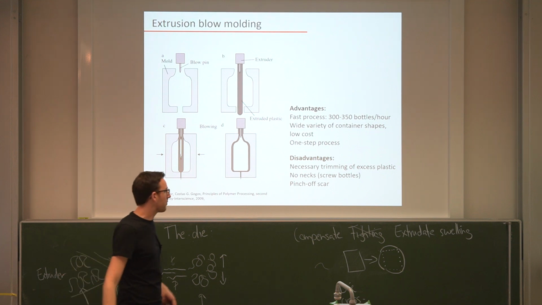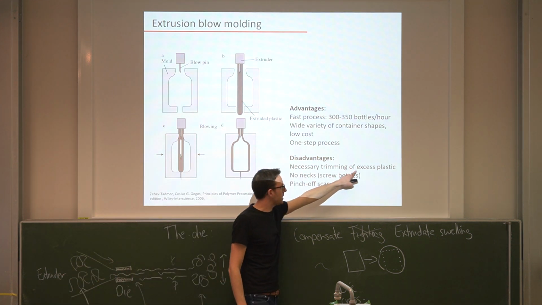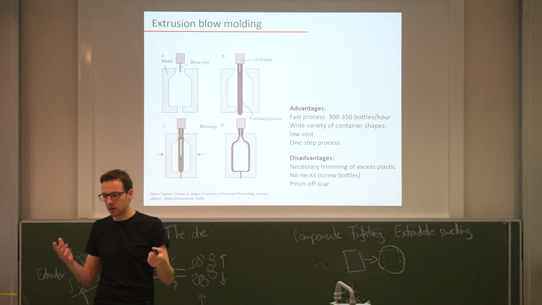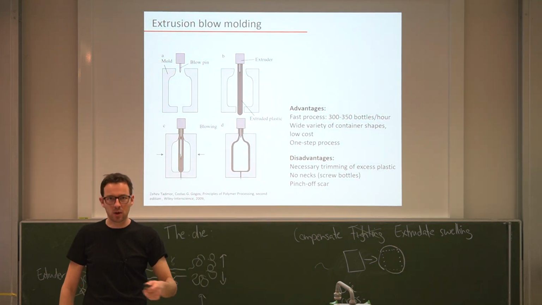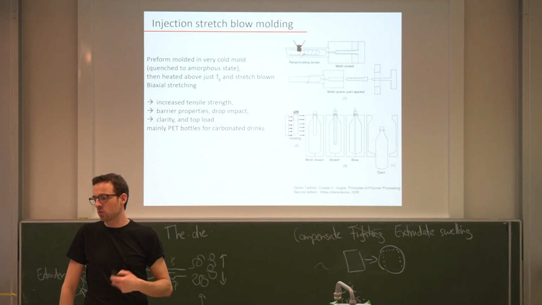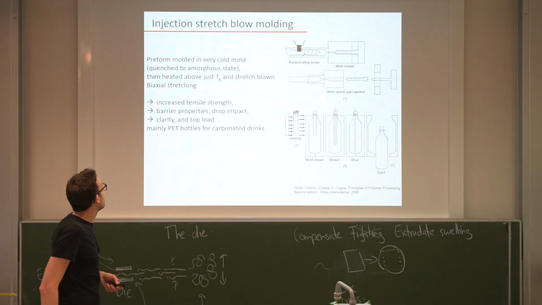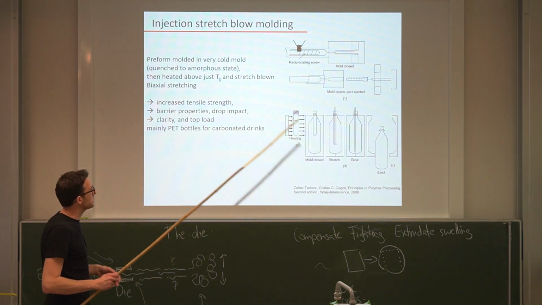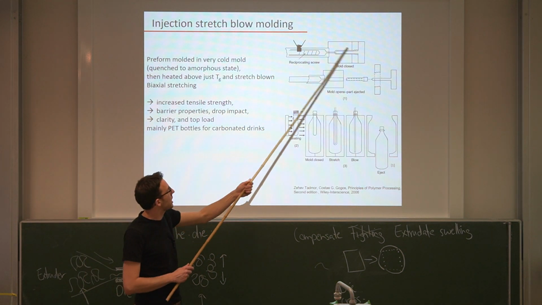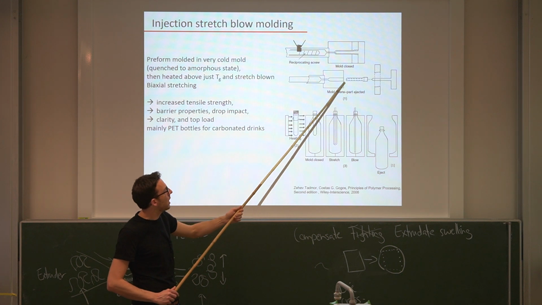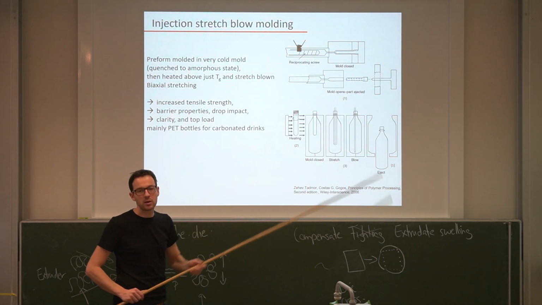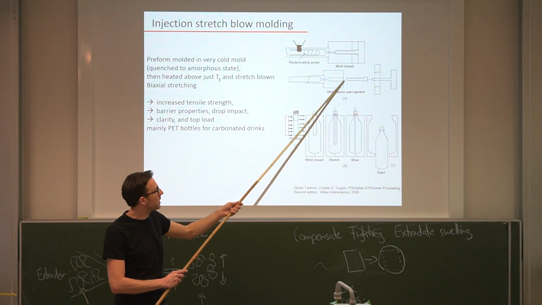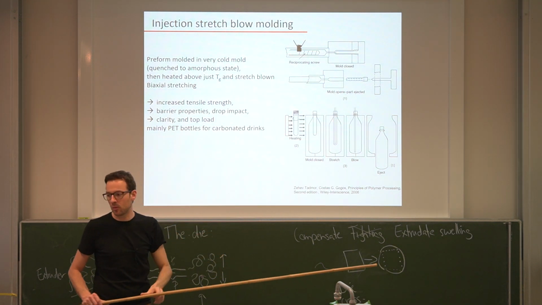So sometimes if you have larger containers, you may need to trim the excess plastic. You cannot do any neck engineering, as in a screw plastic bottle, and you have the scars. So if you want to be more precise, then you need to go for injection blow molding. And here, as I said, it's a two-step process. First, you have your injection unit, and then you create a very short and small mold that contains your screw, and now a non-inflated preform that will form the plastic bottle.